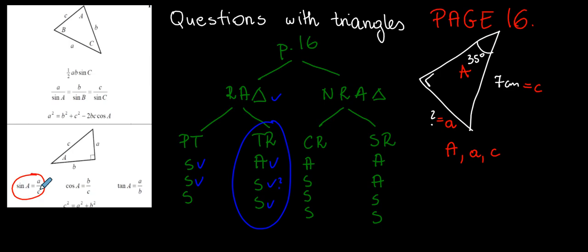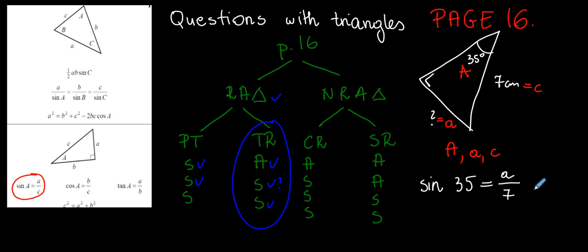The next thing I have to do is to put numbers in place of letters. So sine of what? A is what? 35 in our case, and that will equal what? Small a is what I'm looking for, so we can leave that as a. And then c, and c is 7. And there it is. We now have an equation with one unknown and we can solve it.